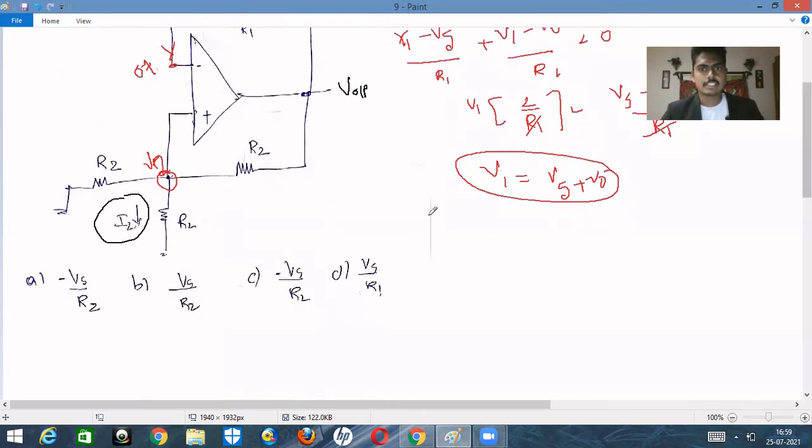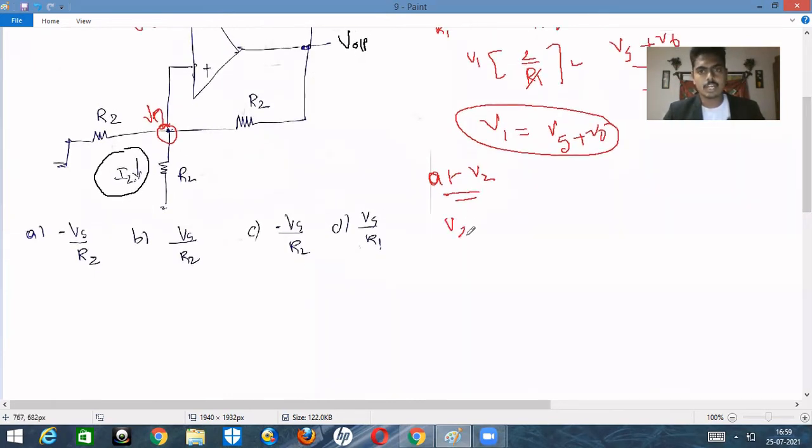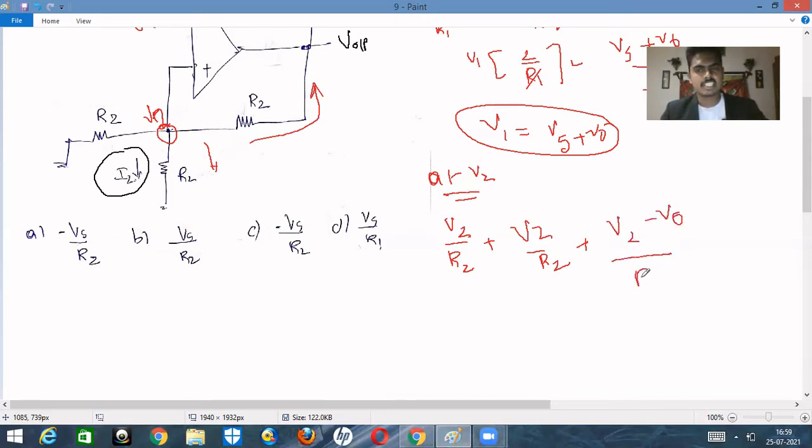Now apply KCL at V plus, at V2. If you apply KCL at V2, what will happen? V2 upon R2, plus this branch, which is V2 upon R2, plus this particular branch. What is this branch? V2 minus V0 divided by the resistance, and the current in the branch that is connected to the op-amp input is 0. So automatically this will be considered as 0 ampere.